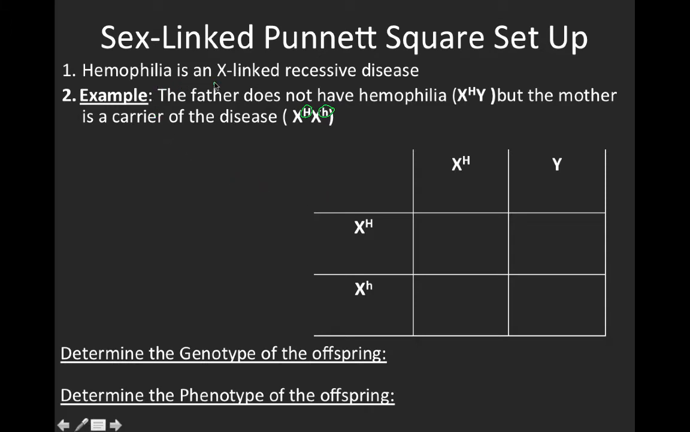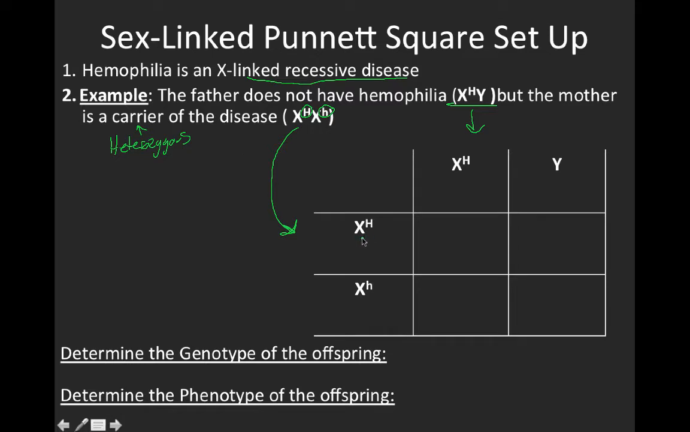So hemophilia is an example that we're looking at. It's an X-linked recessive disease. We're doing this square with a father that does not have hemophilia, so his genotype is there, we wrote it in there. And a mother who is a carrier. Remember, a carrier is somebody that is also heterozygous. So that's another way to say that too. When we say carrier, remember it's heterozygous. That's important vocab that we need to know.